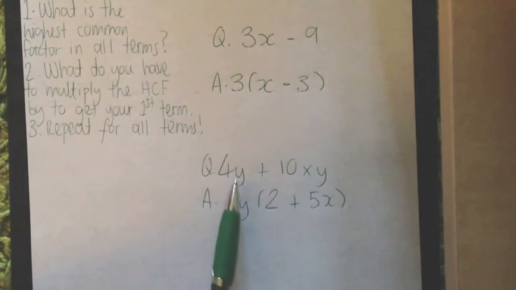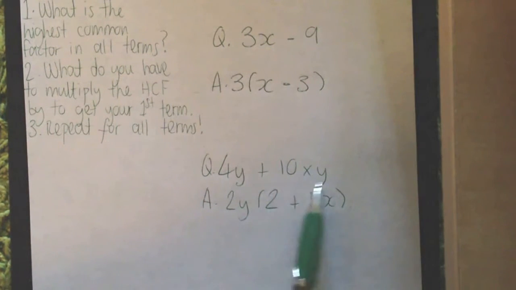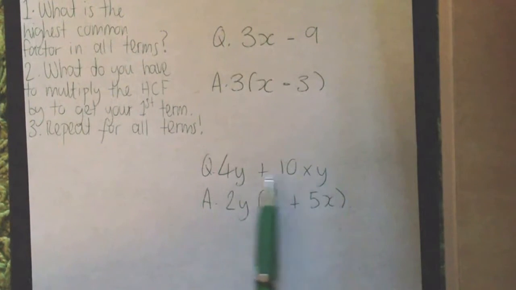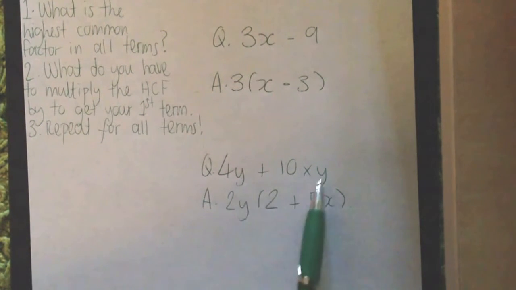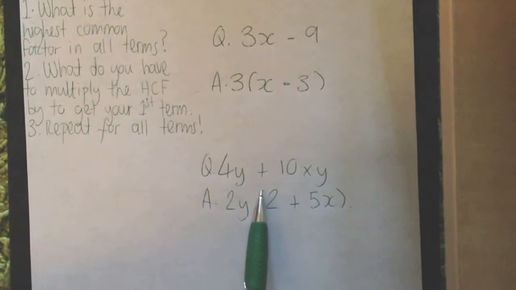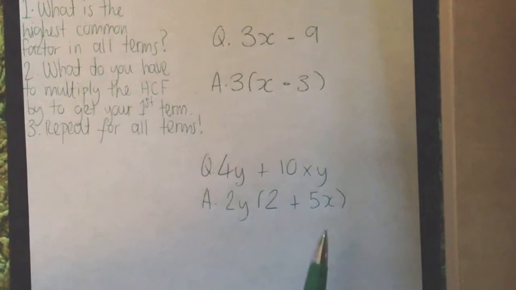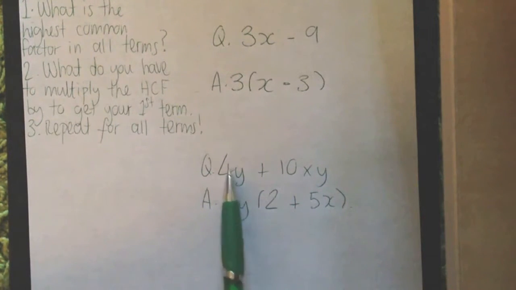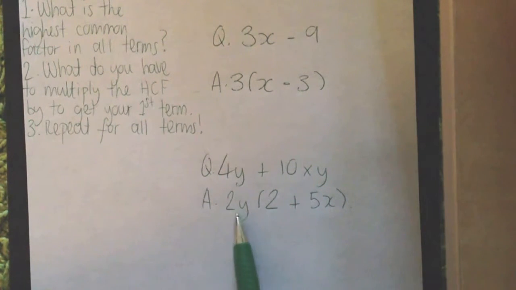But if you look here, we've got 4y plus 10xy. We haven't got any x's in both terms, but we've got a y in both terms. So the highest common factor is 2y. We then, as before, open up the brackets here and ask ourselves, step 2, what do you have to multiply 2y by to get 4y? Well, we have to double it, or times it by 2.